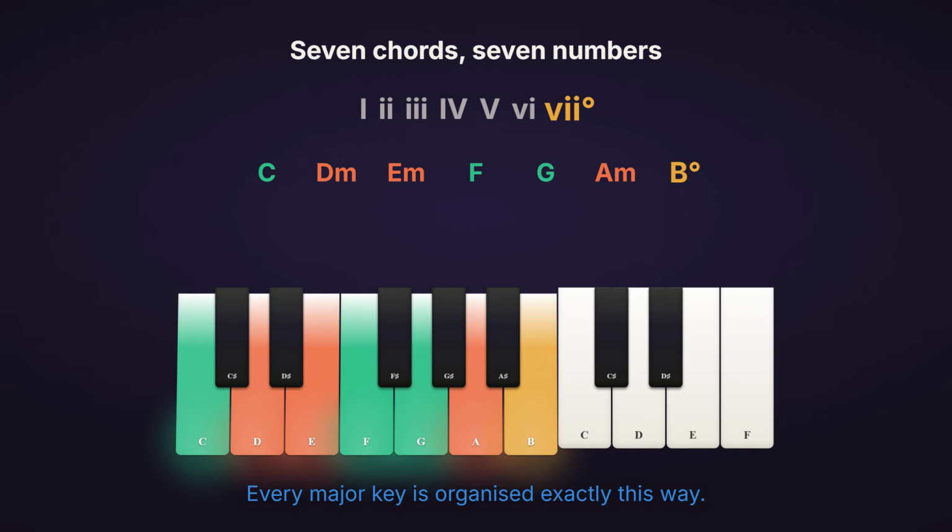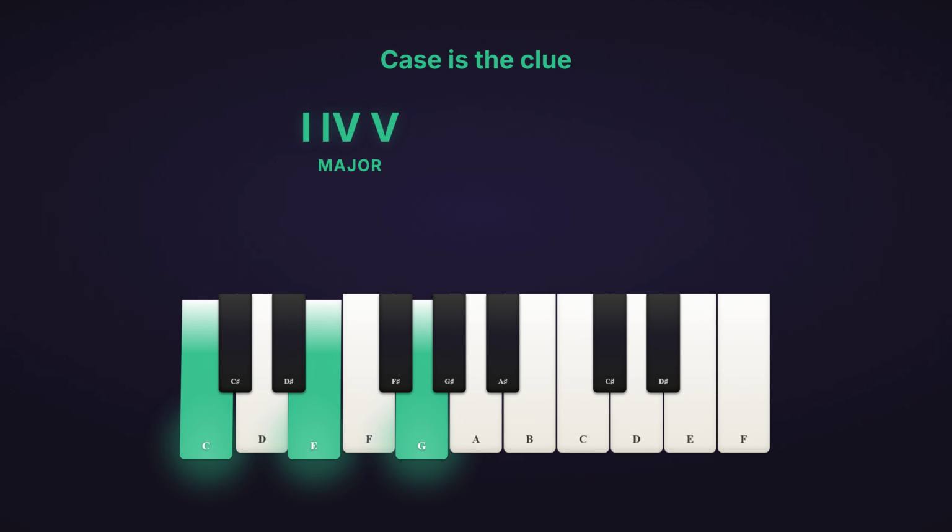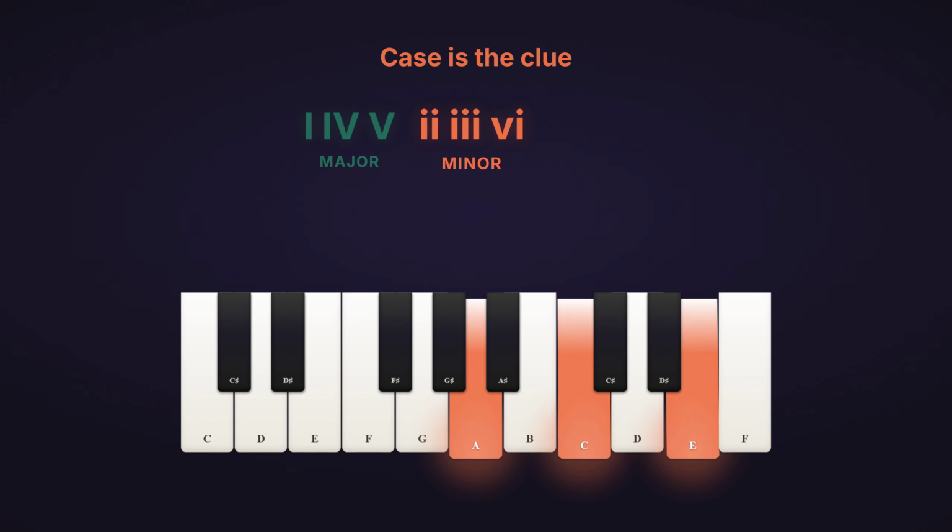But look closer, because not all 7 of these chords are the same flavor, and the way we write the numerals tells you which is which at a glance. When you stack thirds from the white keys, the chords on the 1st, 4th, and 5th degrees come out major, bright, open, the strong, stable chords of the key. We mark those with capital letters, and we'll color them green. The chords on the 2nd, 3rd, and 6th degrees come out minor, softer, darker, more wistful. We mark those with lowercase letters, and they get the orange-red.